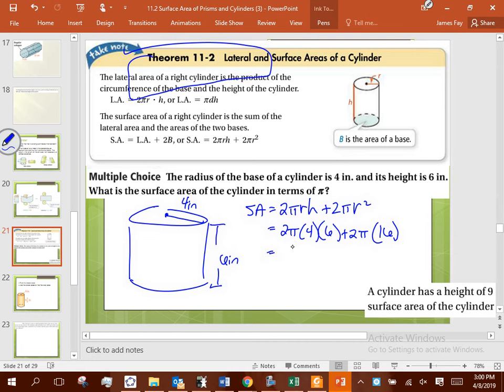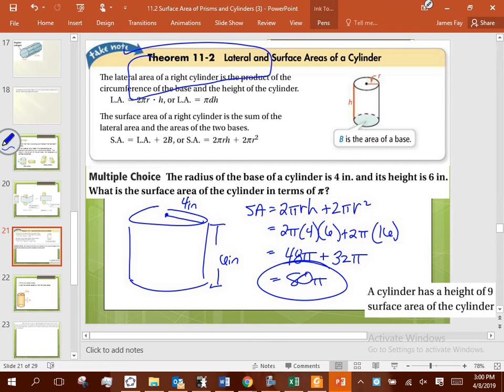What's 2 times 4 times 6? 48. So we got 48 pi. What's 2 times 16? 32. So we got 32 pi. 80 pi. Okay? That's hopefully something that maybe you addressed in previous courses, 7th grade, 8th grade, how to do that. And of course, the exam is not going to ask that.